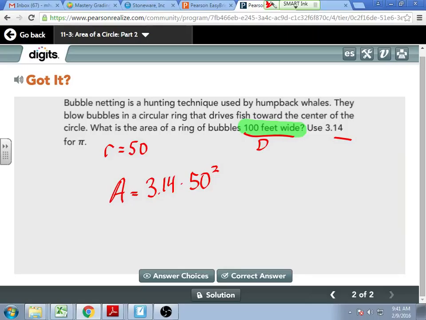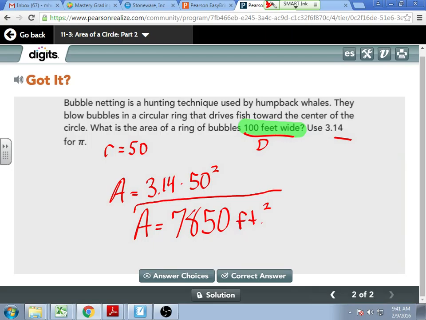And what do we get for our final answer? 7,850 feet squared. And we get our label from my diameter or my radius, whatever I had labeled, I use that label. Questions?